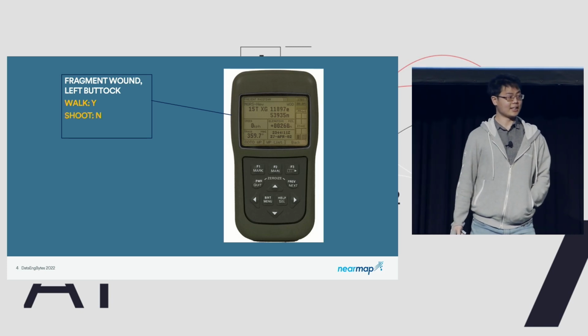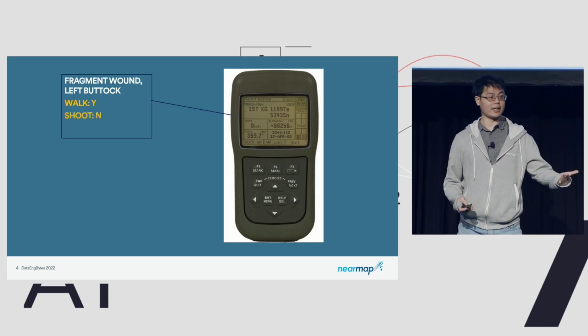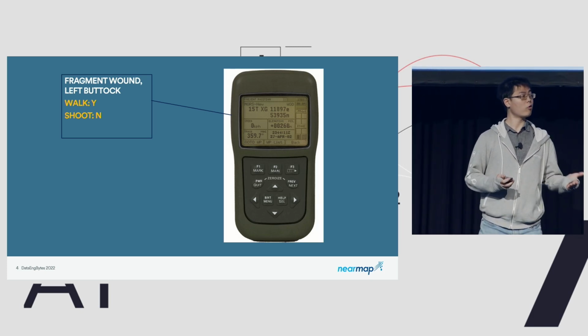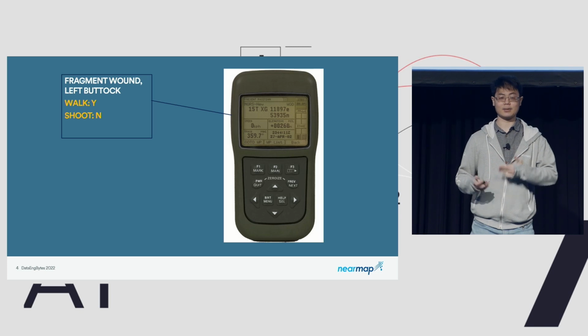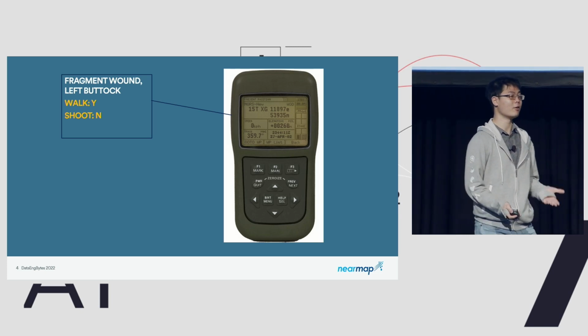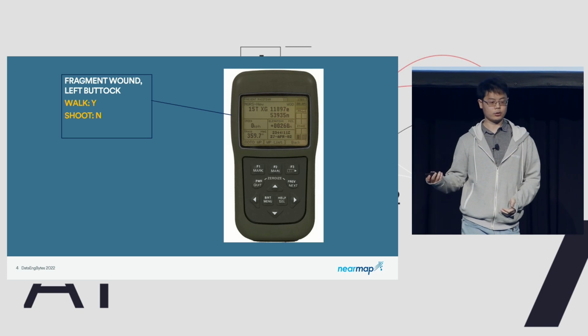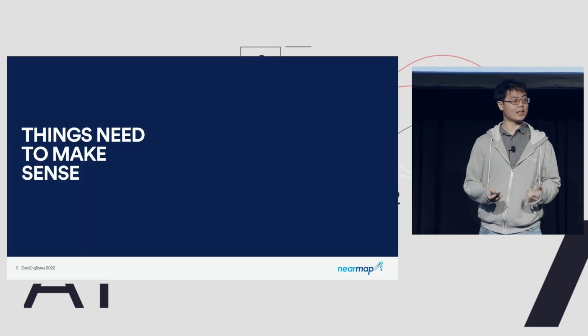Now this doesn't make any sense at all because they literally just told me that my leg got impaled by shrapnel. It would have made more sense if they told me walk no, shoot yes, unless I'm some sort of strange being that goes around walking on my hands and shooting with my feet. But this brings us to a very important point, which is that things need to make sense.